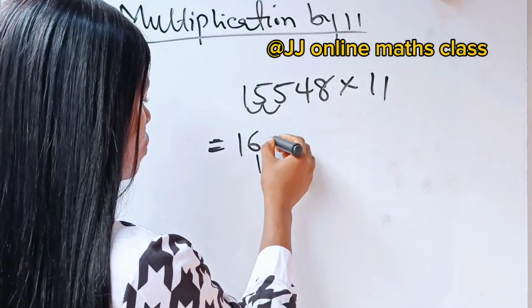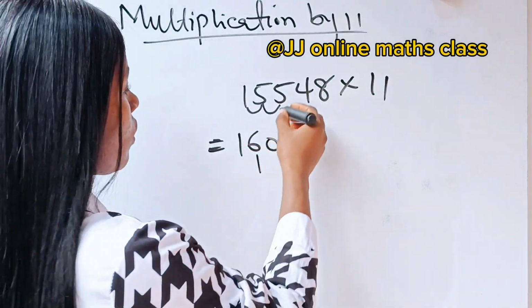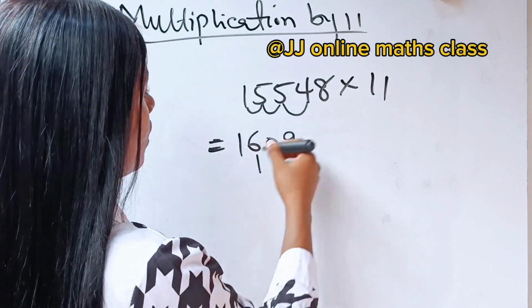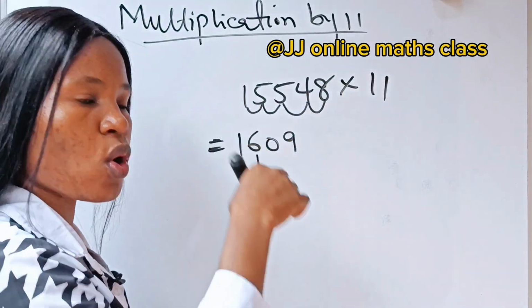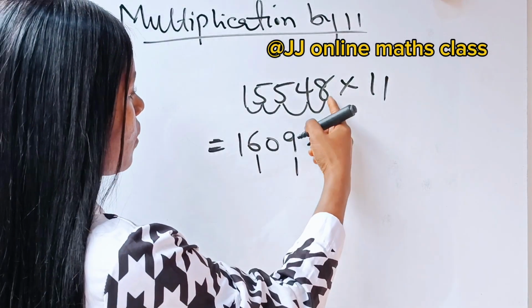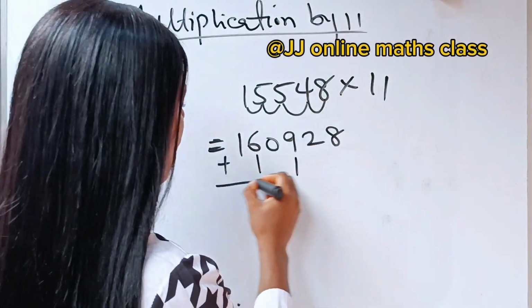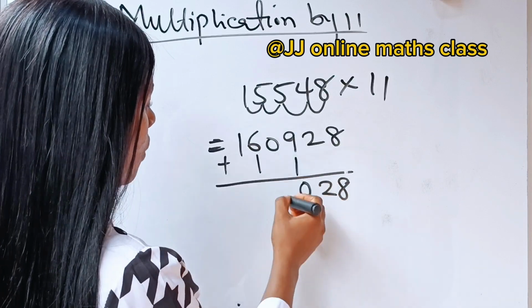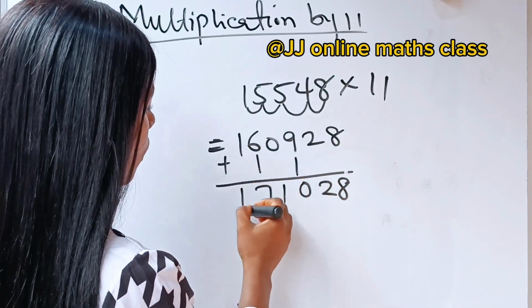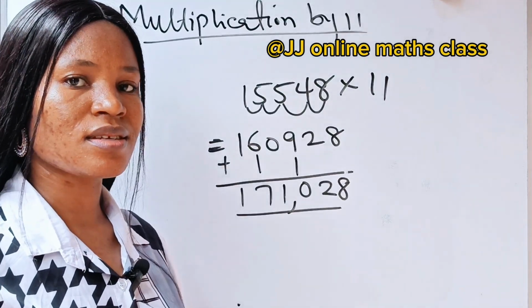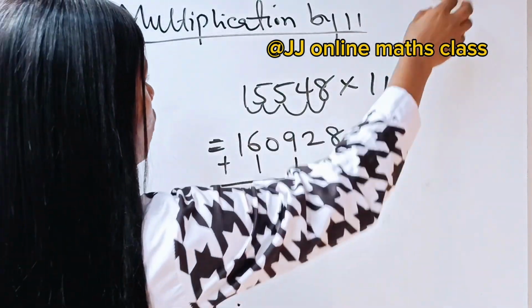What do you do? Okay? Now, 5 plus 4 is 9. You write your 9. 4 plus 8 is 12. See what I'm doing? Can you see that? Then you write your last digit, which is 8. Then you add. You are going to have 8, 2, 0, carry 1, 7, 1. And this is your solution. Yes, it is. Okay, now let's solve another one.